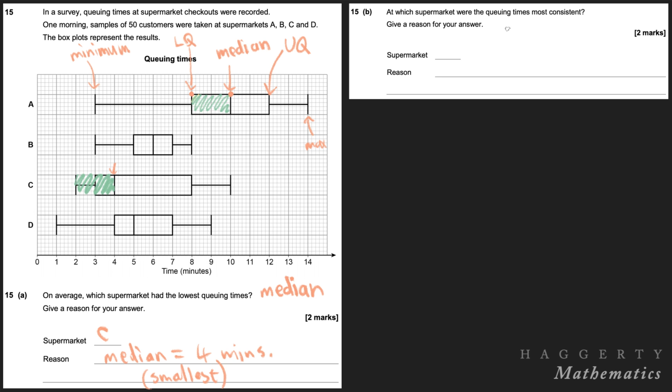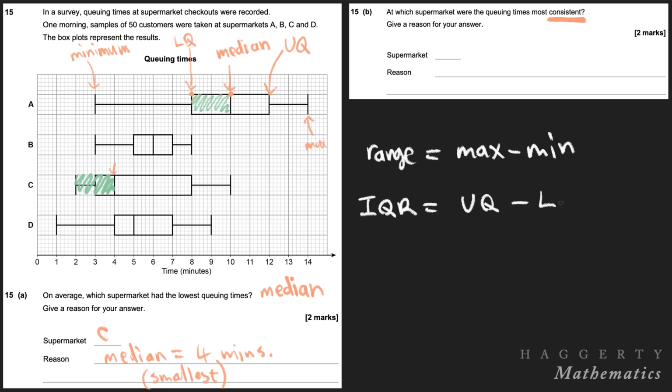15b, at which supermarket were the queuing times most consistent? So here we're looking at measures of dispersion. So how spread out is the data? And I guess there's two you can infer from a box plot. You can infer the range, and that's generally just quite simply the maximum minus the minimum. And you can also infer the IQR, the interquartile range, and obviously that's just the upper quartile minus the lower quartile. So which one do you choose?